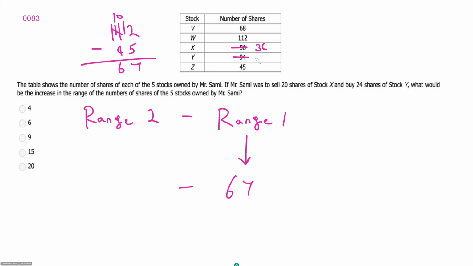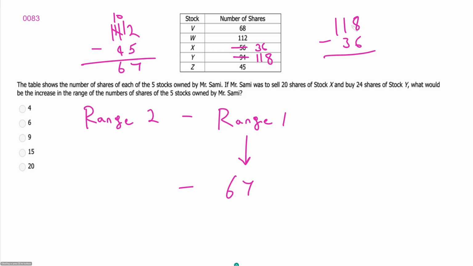So stock Y goes to 118 shares. And now it looks like those are the 2 values that comprise our range. And so range 2 should be 118 minus 36. That's a little bit easier to do because I just got to subtract 18 twice.